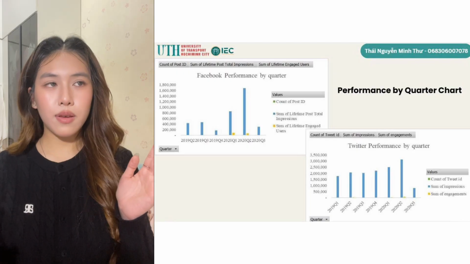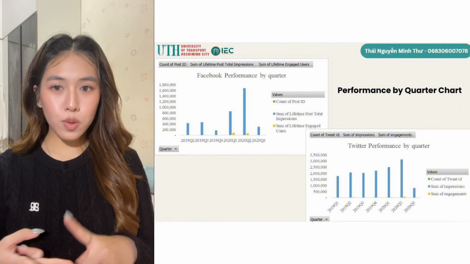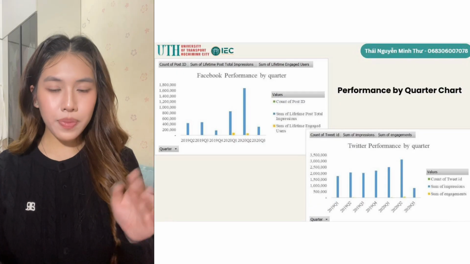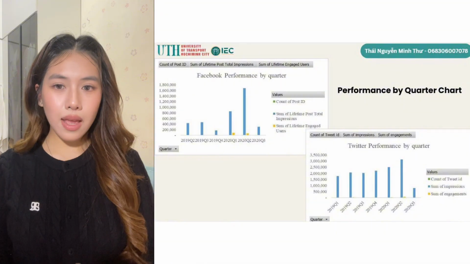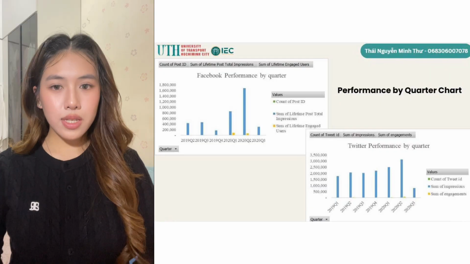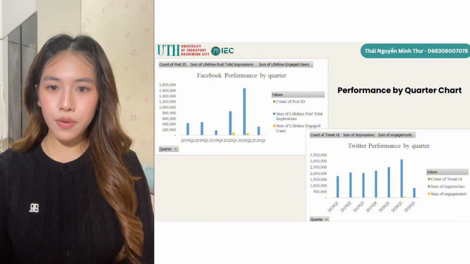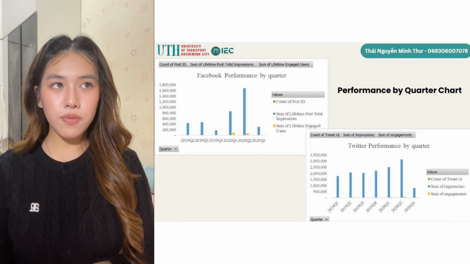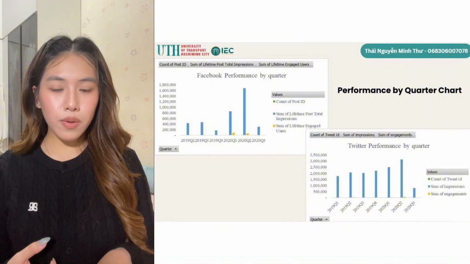Next, let's look at the performance by quarter. The chart shows that both Facebook and Twitter achieved their highest performance in Q2 of 2020. More importantly, both platforms show the same growth trend instead of following different patterns. This tells us that the changes in performance were probably not caused by the platforms themselves. Instead, they may have been influenced by common factors such as marketing campaigns, seasonal demand, or external events.